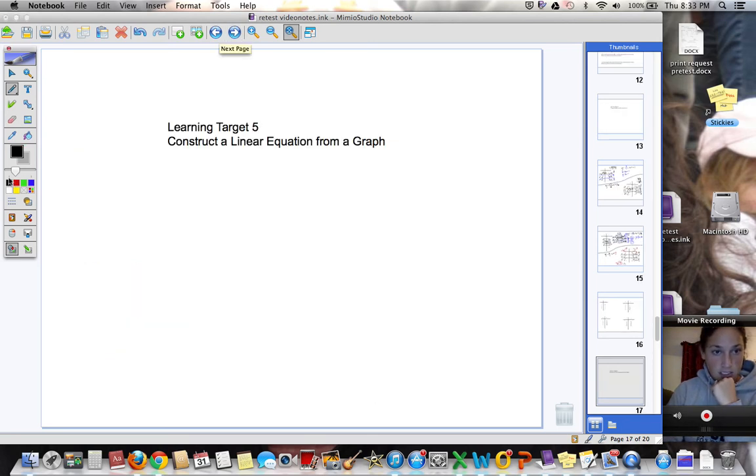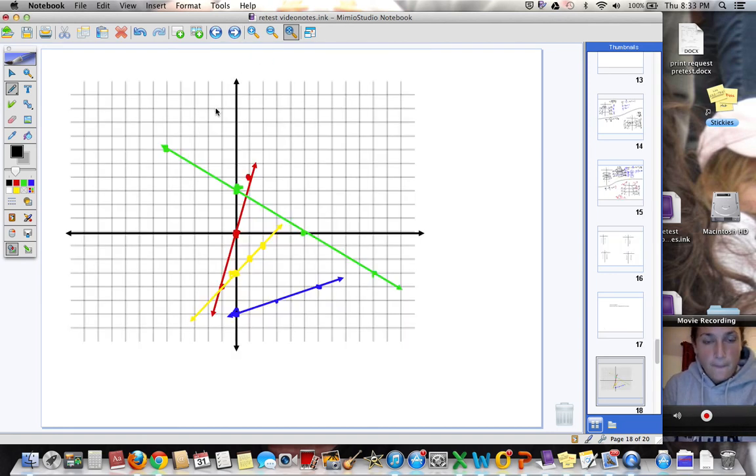Last one, learning target 5. Construct a linear equation from a graph. So if you had to redo learning target 5, this is where you're watching. All right, so I put all of my graphs on one chart. You don't have to do that. So right now, I am going to start with my red one. I'm going to look at red.